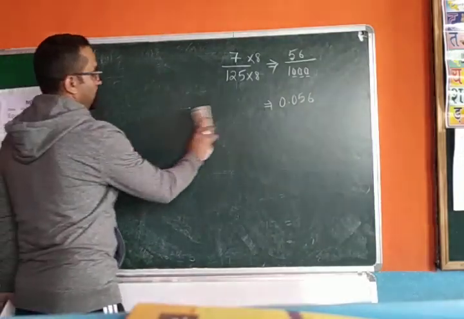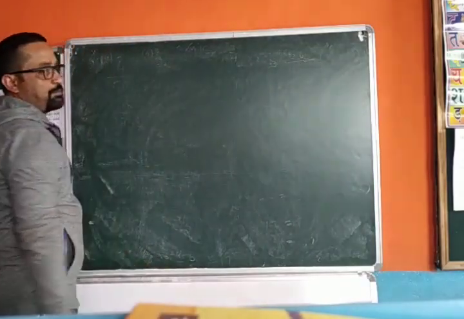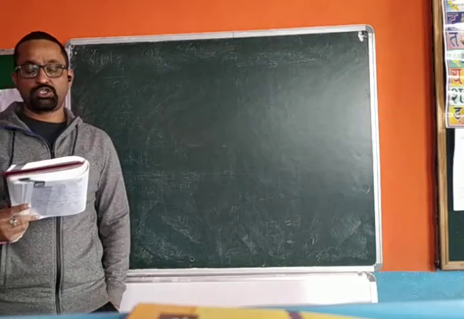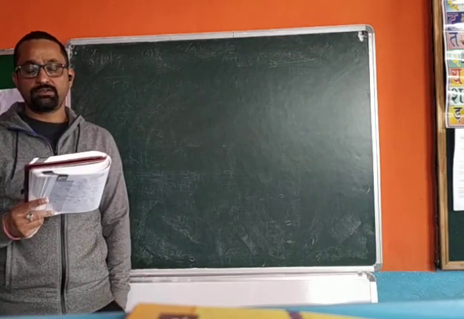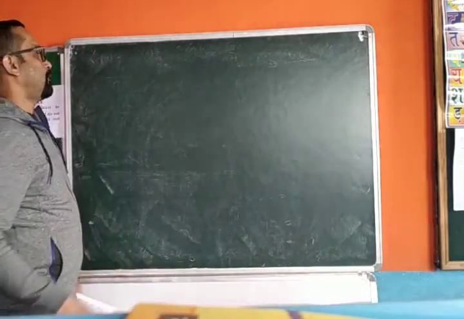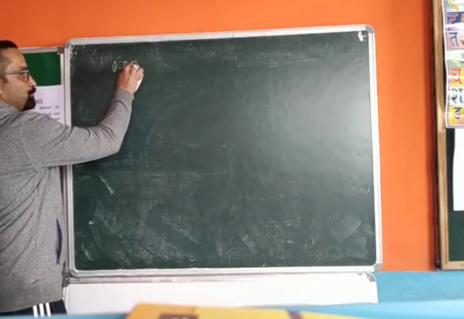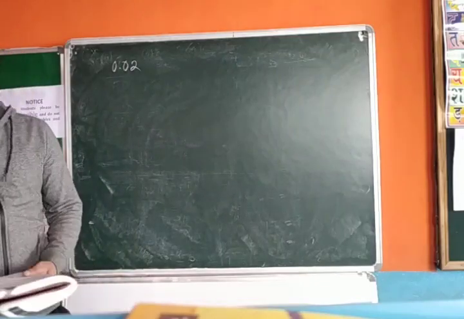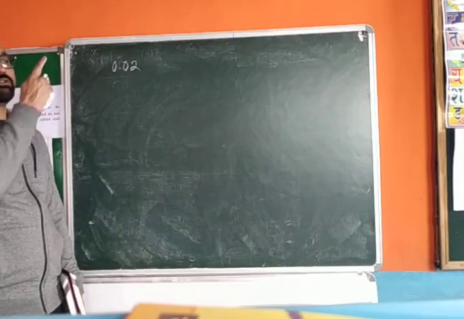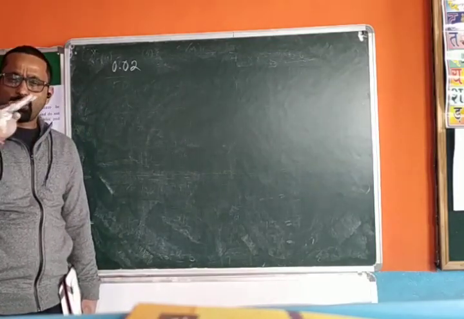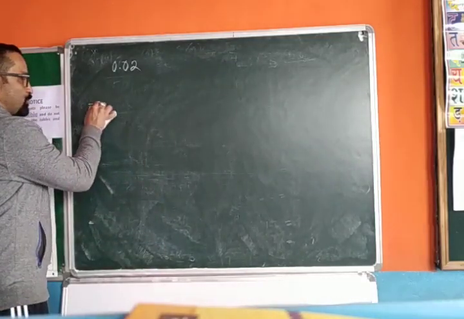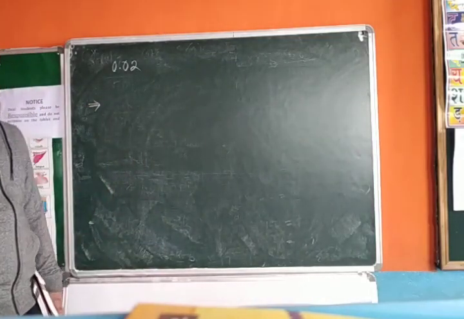Now, question number 5. Change the given decimal fractions to a fraction in their lowest term. 0.02. The decimal fraction you have to convert into a fraction and then reduce it to the smallest value, lowest value. And I have taught you how to do this. I am doing it again.